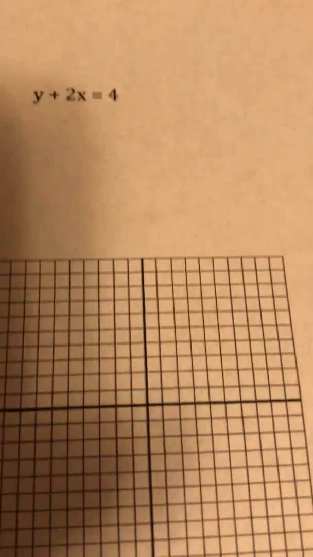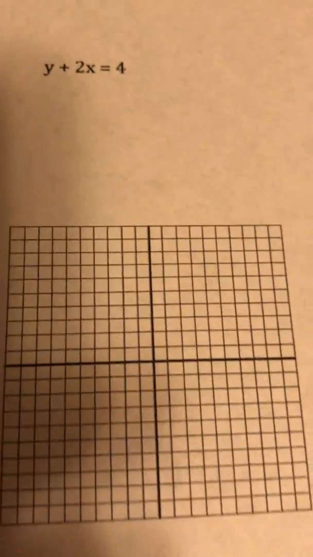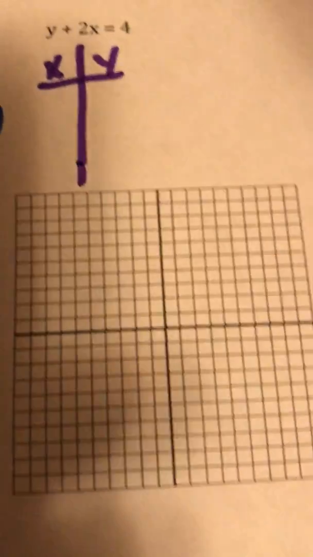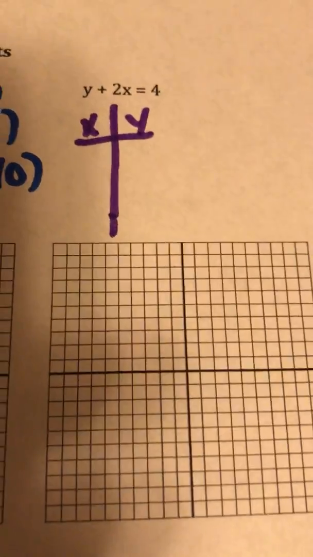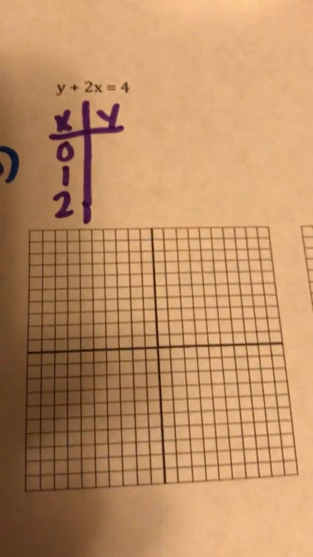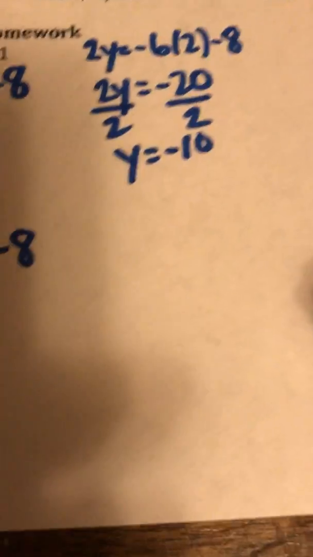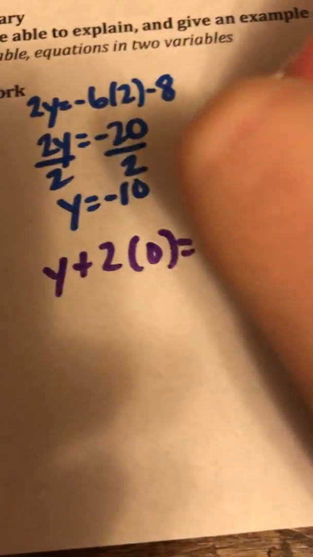Next one. Now we're going to do the same thing. We're going to create a table with x and y values. And again, we just need at least 3 values, okay? So I think that it's okay again to go 0, 1, 2. And our equation this time, y plus 2x equals 4, okay? So x is 0, so y plus 2 times 0 equals 4.